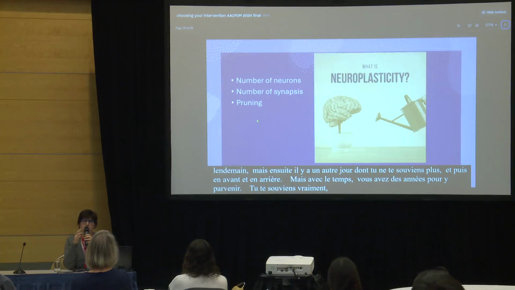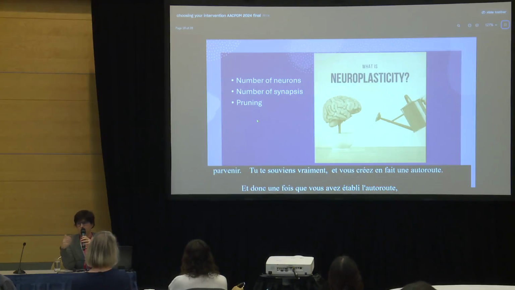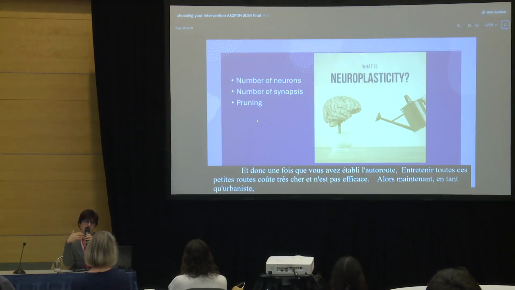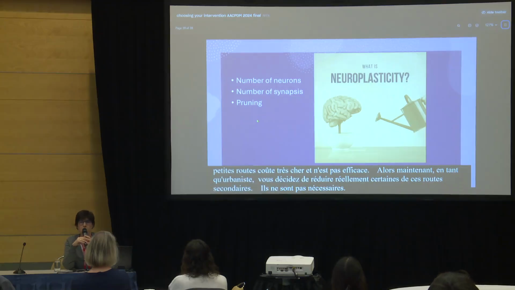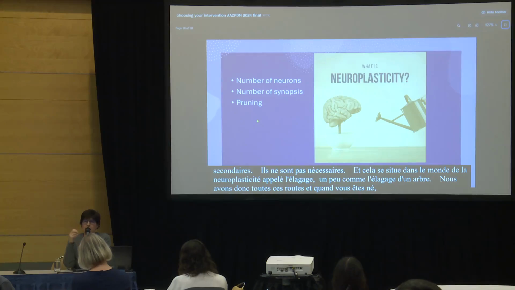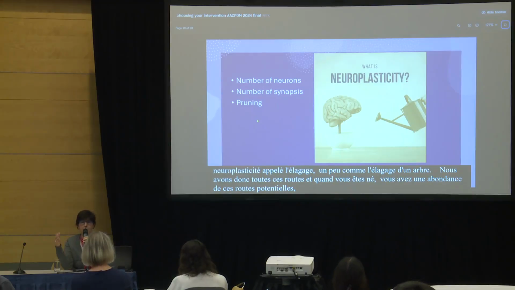And so once you've established the highway, to maintain all those little roads is very costly and it's not efficient. So now you're, as a city planner, deciding to actually cut down on some of those side roads, they're not needed. And that is in the world of neuroplasticity called the pruning, similar to the pruning of a tree. So we have all these roads, and when you're born, you have an abundance of those potential roads, and that really allows the little children to have better outcomes than the comparable adult.